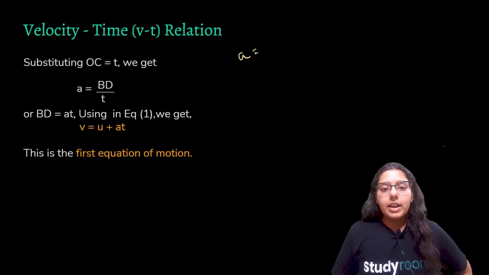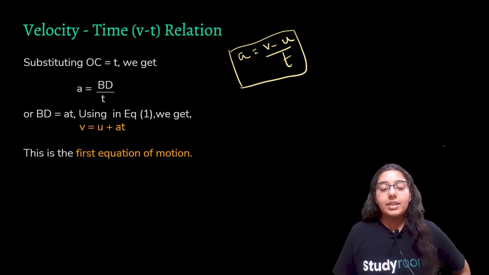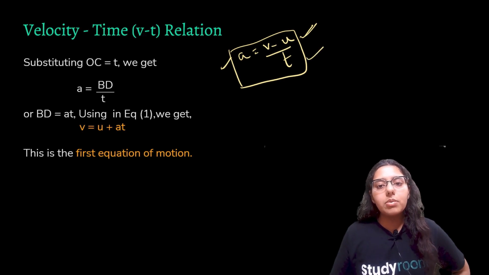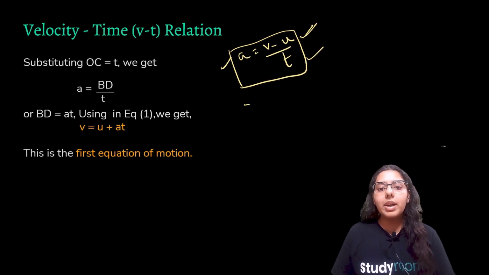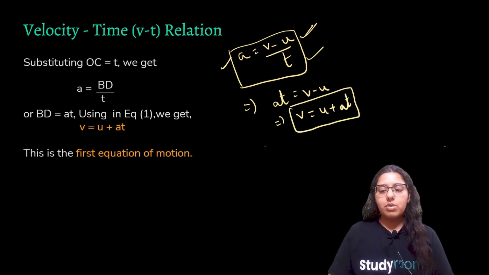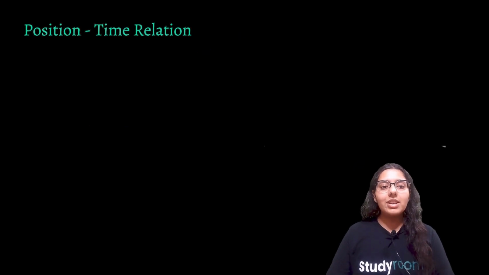So as we know that A is equal to V minus U by T. We got this graphically because acceleration is a slope, right? It comes out to be V minus U by T, change in velocity upon time taken. From here, what do we get? We send T to the left side, we get AT is equal to V minus U, which implies V is equal to U plus AT, and that is our first equation of motion. Okay. So see, we derived this graphically.